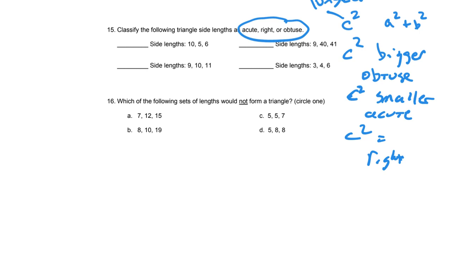So if I look at this one, I've got 10 squared, that's C, that's equal to 100. Then I've got 5 squared plus 6 squared is going to be equal to 5 squared is 25, 6 squared is 36, so 25 and 36 are equal to 61. So C squared is bigger, so this is obtuse.